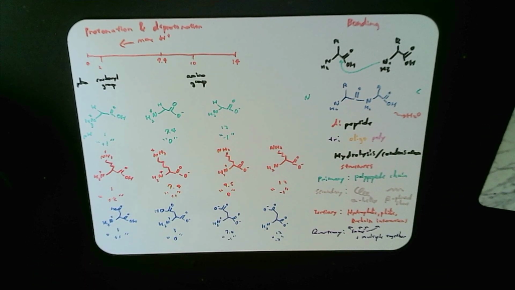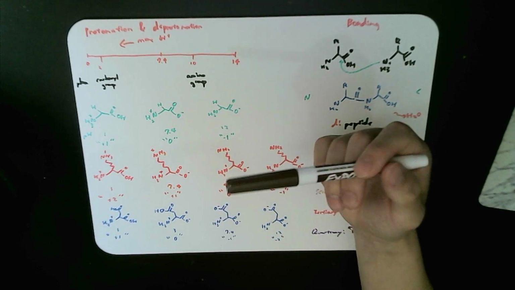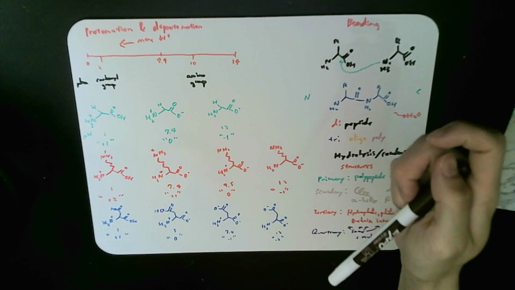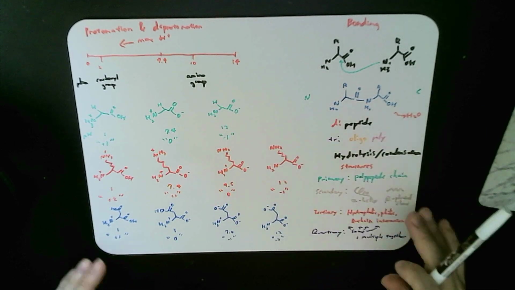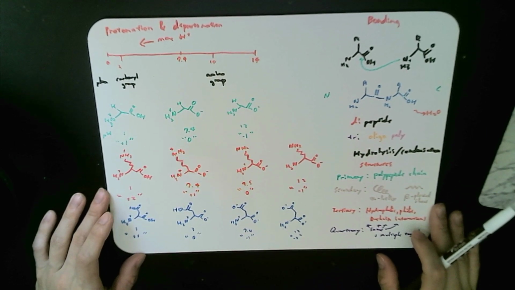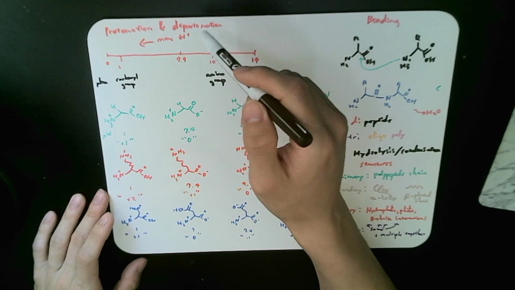Alright, now we have just finished the amino acids and their structures. We'll be going through what I mentioned earlier, the positively charged and negatively charged amino acids and their groups. So, looking here, we have our topic, protonation and deprotonation.